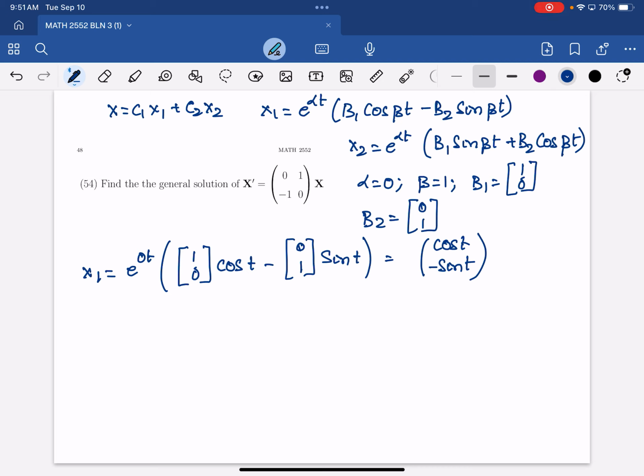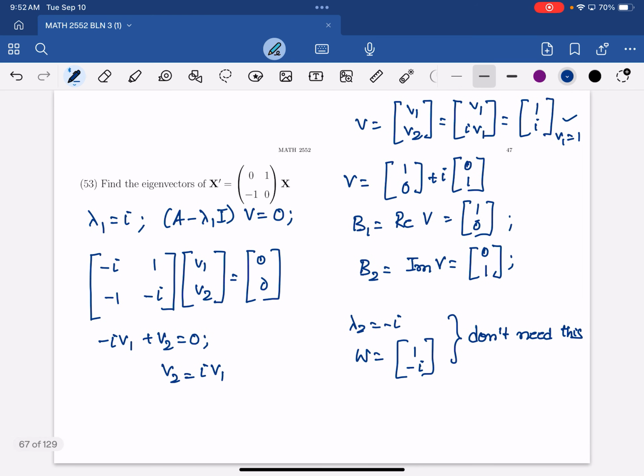Can you explain how you got B1 and B2? B1 is the real part of the complex eigenvector. B2 is the imaginary part of the eigenvector. So I'm splitting it up into real part and imaginary part. B1 is the real part, B2 is the imaginary part. So that's how I'm getting it. Clear?